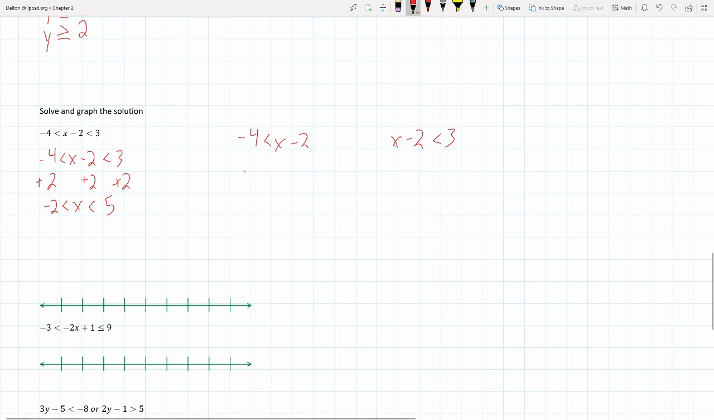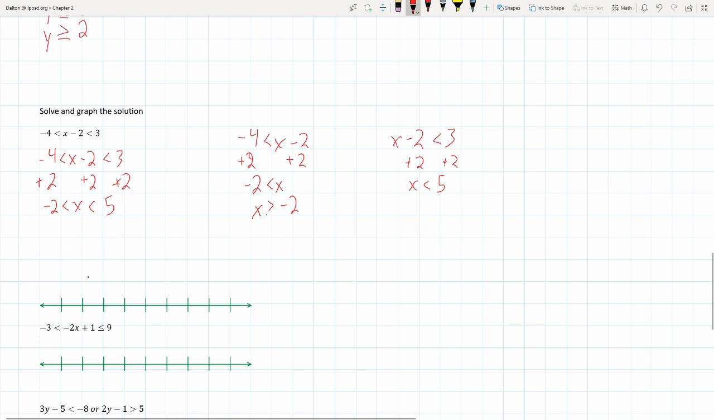Alternatively, if we did it like we did over here, with negative 4, we're going to add 2 to both sides. We get negative 2 is less than x. If we add 2 to both sides, we get x is less than 5. If I want that x on the left side, I just switch everything around and I get this. So we get the same answer. It then asks us to graph this.